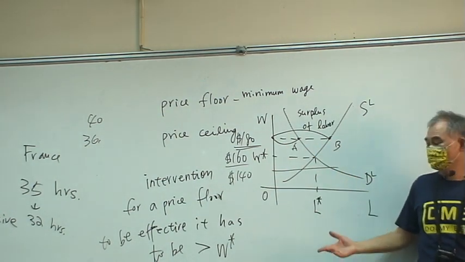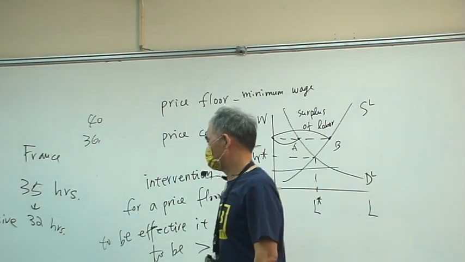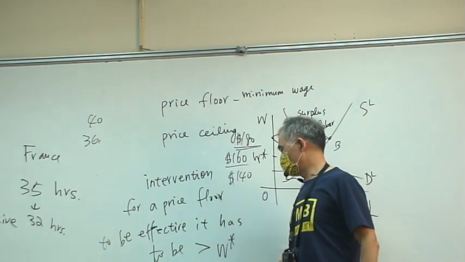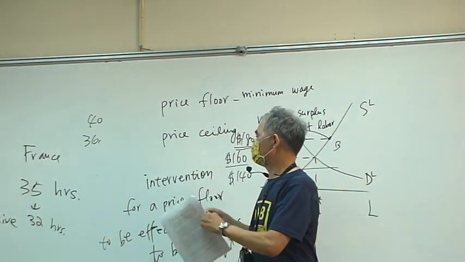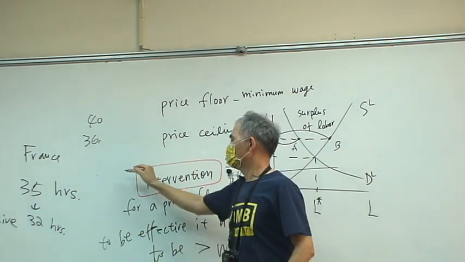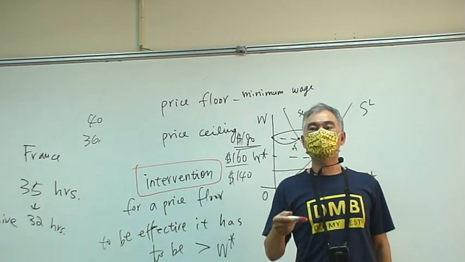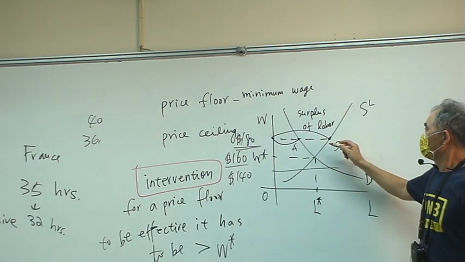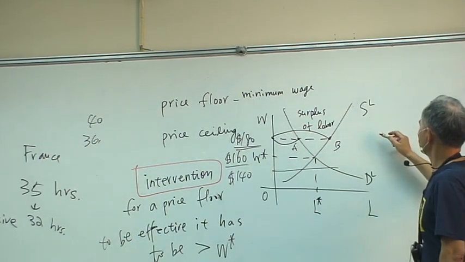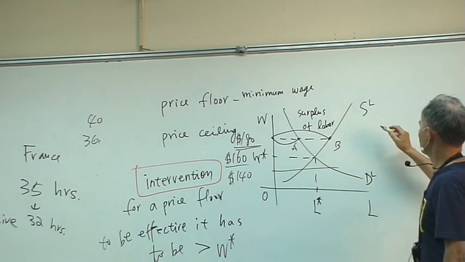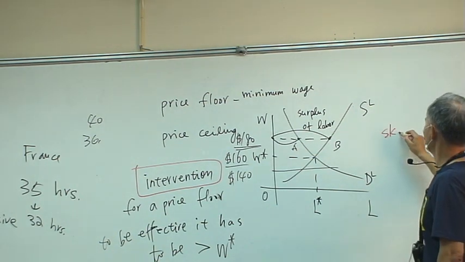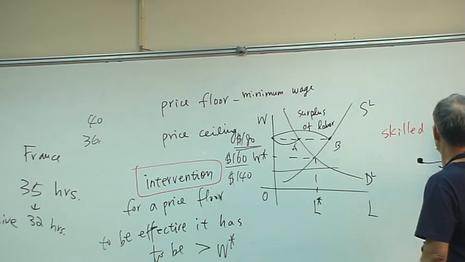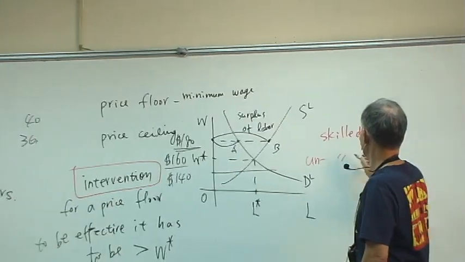Get it? Okay? So we don't quite like intervention, because the market is no longer free to work. So we say, let the free market work. And who will suffer? The ones who suffer are, we have two kinds of labor. One is called skilled labor, and the other one is unskilled labor.